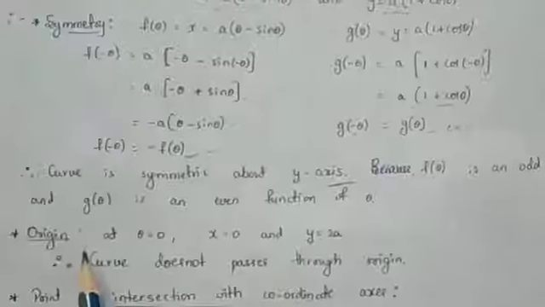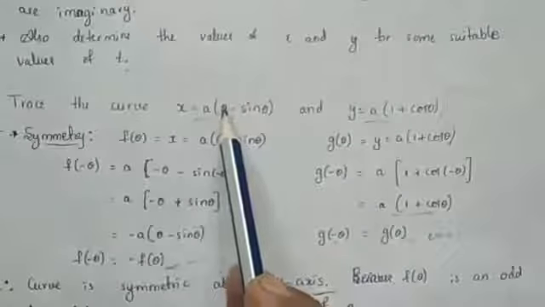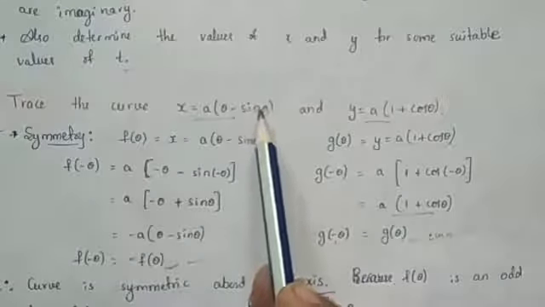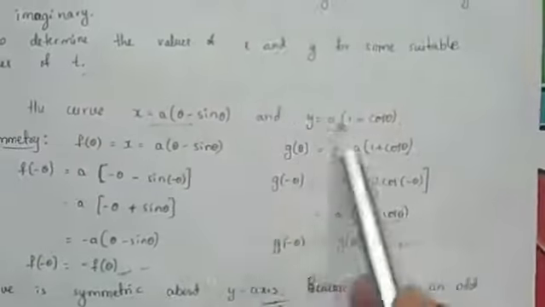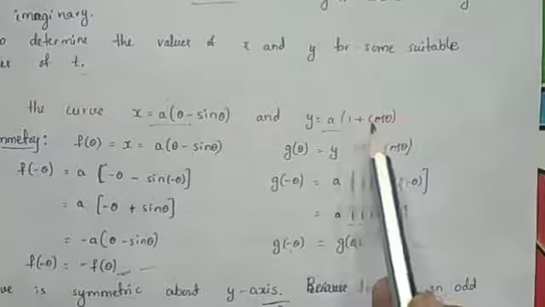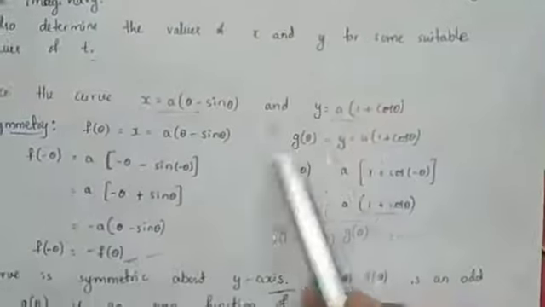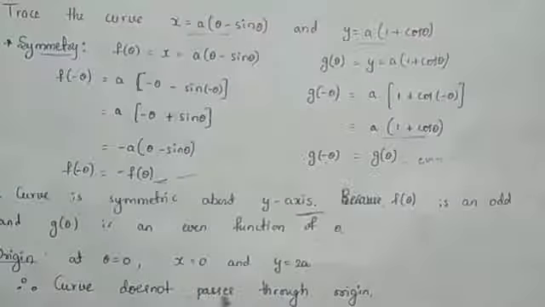The next point is the origin. At theta is equal to 0, you put theta is equal to 0. Sin 0 is 0. So we say x is equal to 0. And cos 0 value is 1. 1 plus 1 is 2, so y is 2a. x is equal to 0, y is equal to 2a, therefore the curve does not pass through the origin.